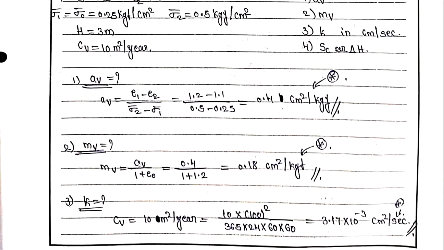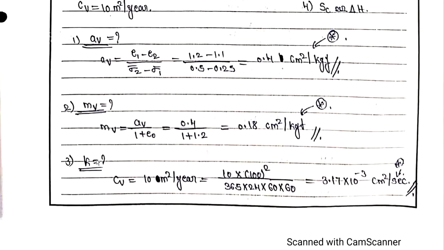So mv is equal to av divided by 1 plus e naught. av is equal to 0.4, and we have 1 plus e naught, where e naught is the initial void ratio. So 1 plus 1.2, that is e naught, which is going to give me 0.18 centimeter square per kgf. So it is going to give me the value of mv.